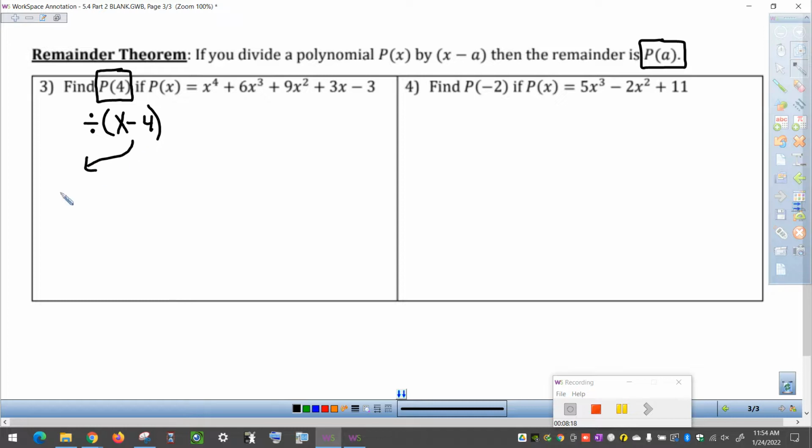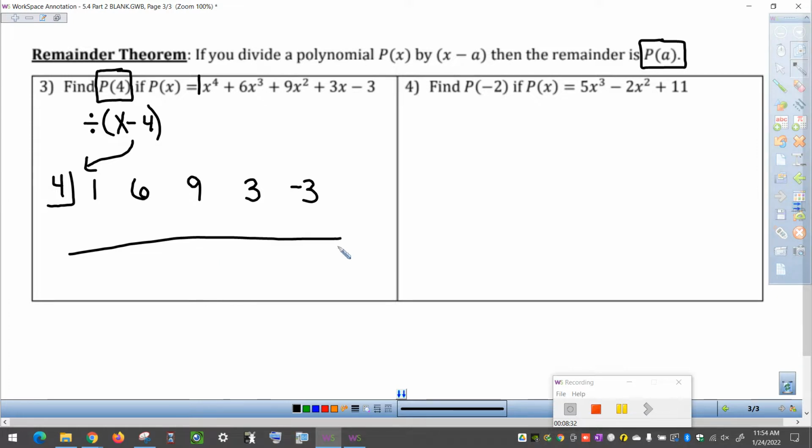To do our division, we're going to go ahead and turn it back into a positive 4 when we put it in the box. And looking at our coefficients, listing them out, we have 1, 6, 9, 3, and negative 3. If you ever have a subtraction sign in front of a number, make sure that you bring that down as a negative. And we didn't have any missing terms here, so we don't need to fill in any zeros.